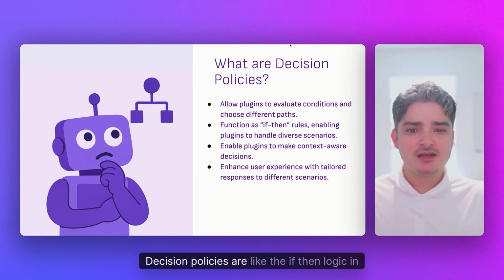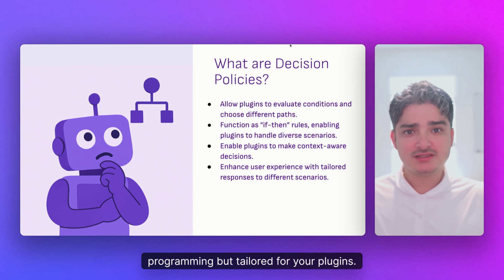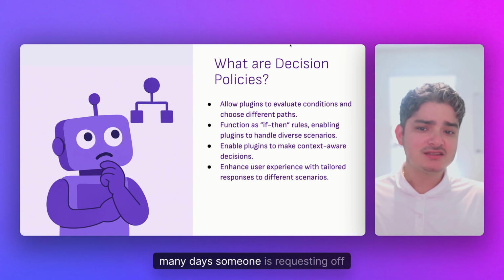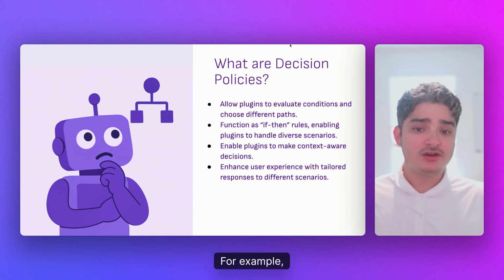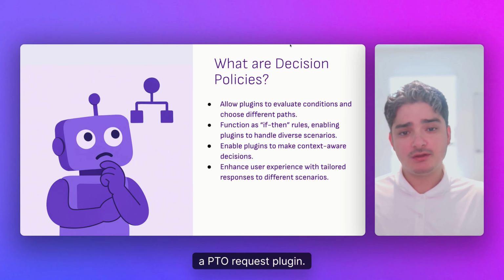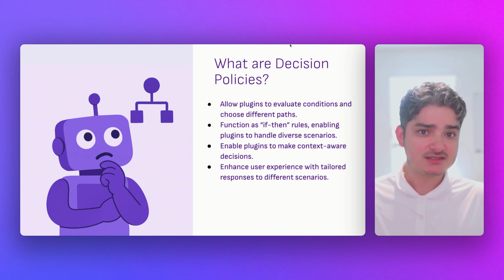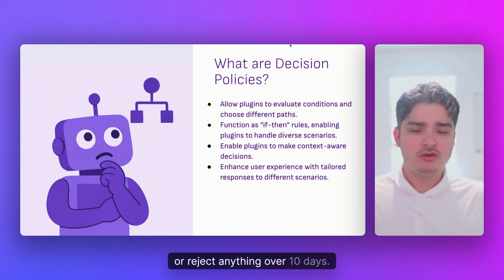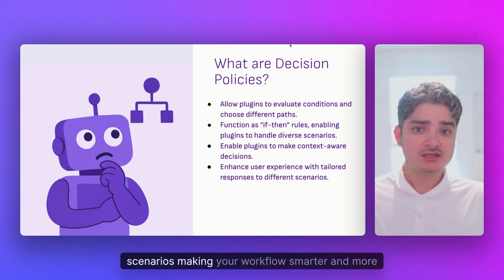Decision policies are like the if-then logic in programming, but tailored for your plugins. They evaluate conditions based on data, like how many days someone is requesting off, and then decide what to do next. For example, in a PTO request plugin, a decision policy might approve a request for 5 days or less, send longer requests to a manager, or reject anything over 10 days. This means one plugin can handle multiple scenarios, making your workflow smarter and more efficient.